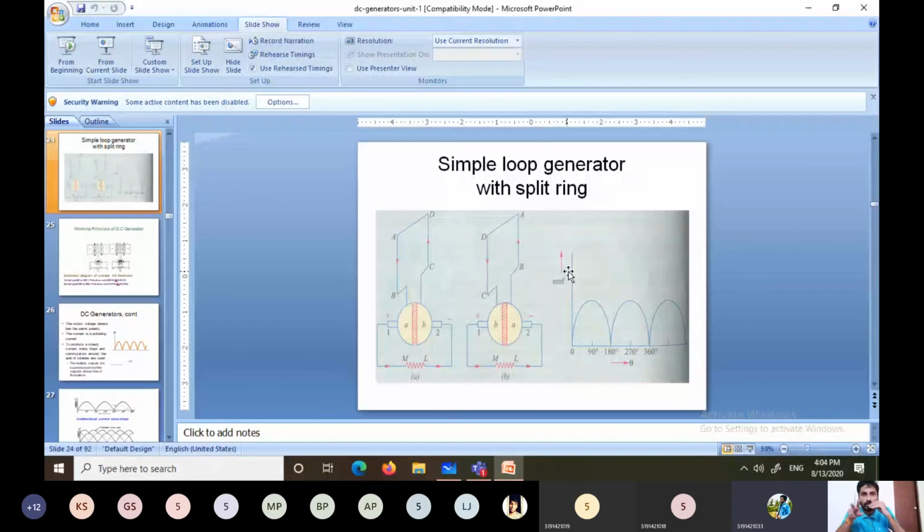Due to the rotation of the commutator segments, the current direction in the load is not reversed. This is the point. Have you all understood?